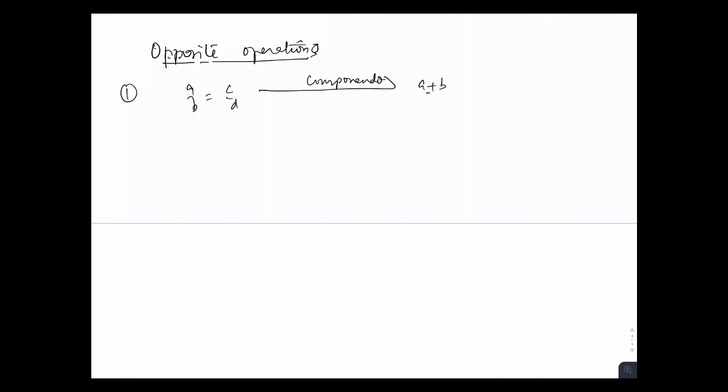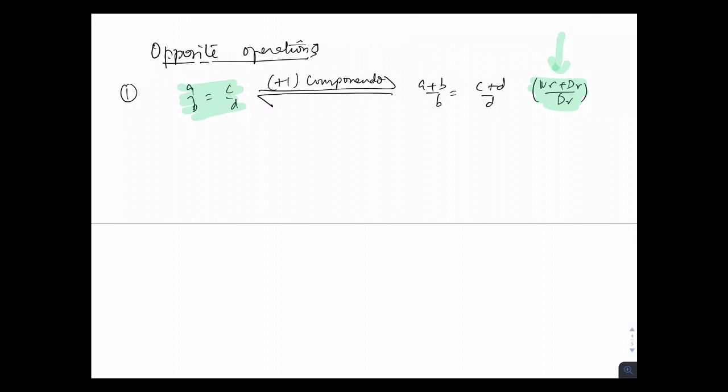Then you get (a+b)/b = (c+d)/d, correct? Now this is what structure? Numerator plus denominator upon denominator. This has been achieved. So now think about it: if there is a problem in this form, how do you go back to the original, primitive form? You have to apply the opposite operation of componendo.